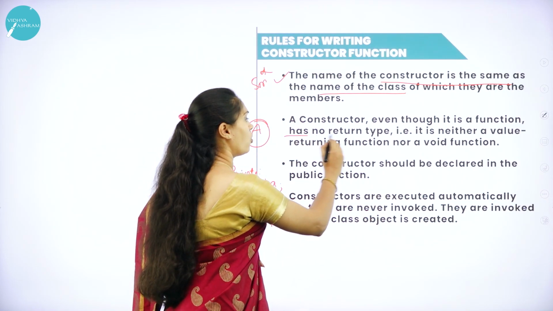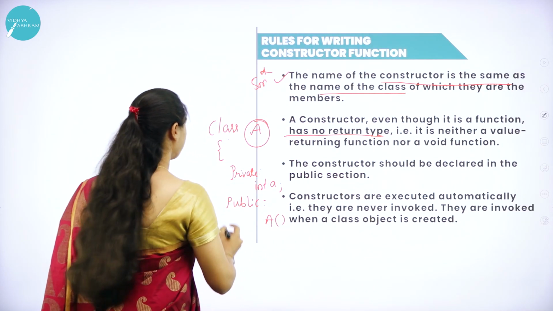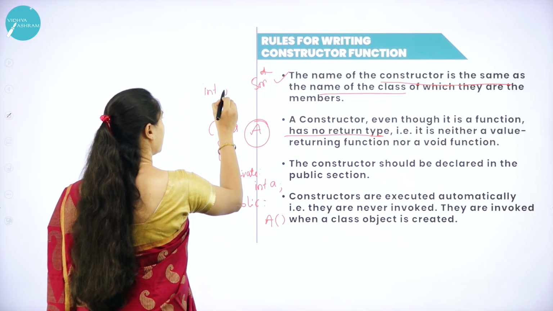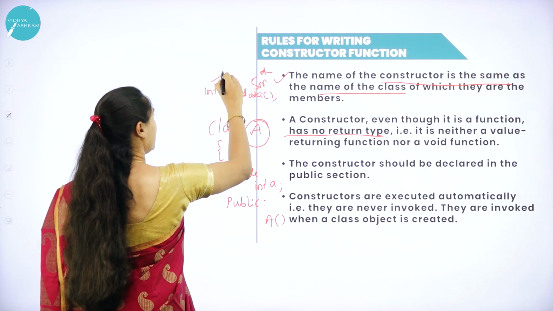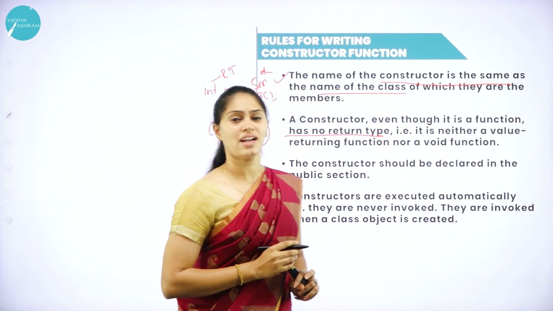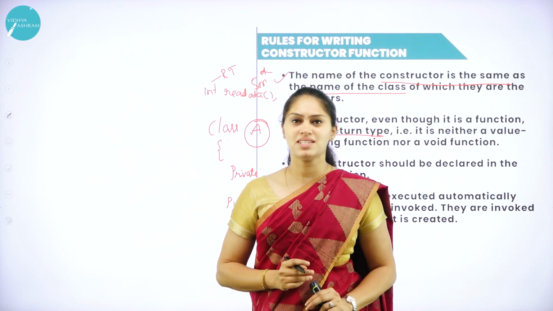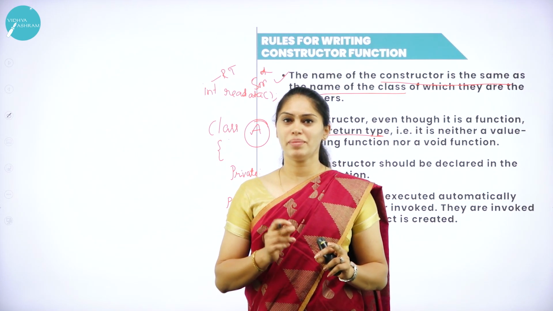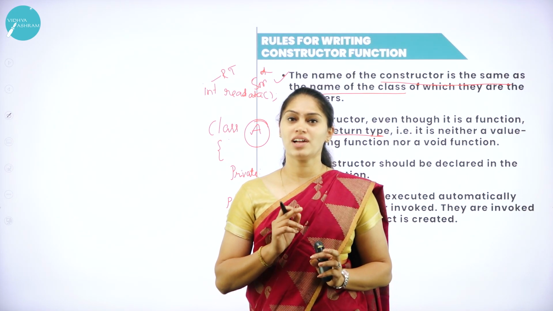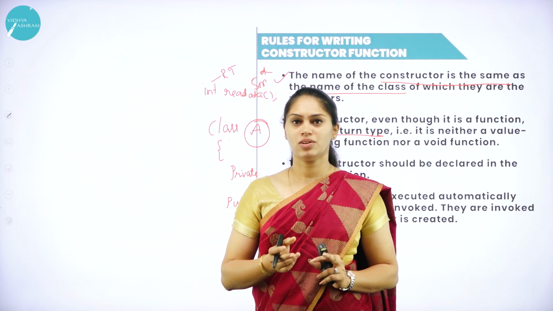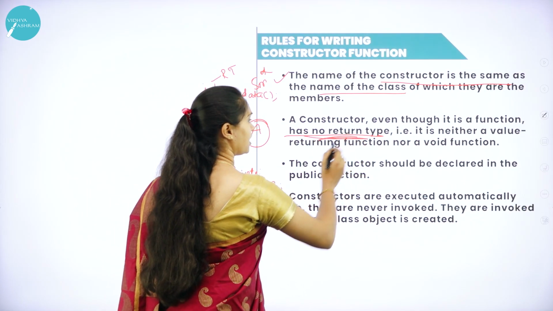We'll see the second point. The constructor has no return type. There should not be any return type. For example, int readdata: here readdata is a member function and int is a return type or data type that I am specifying. But for a constructor, I am not supposed to specify the return type, because this constructor will be called automatically. That means it won't return any value back to the main function. So we are not supposed to use even void. The constructor should not have any return type.